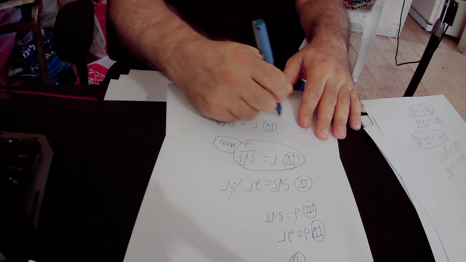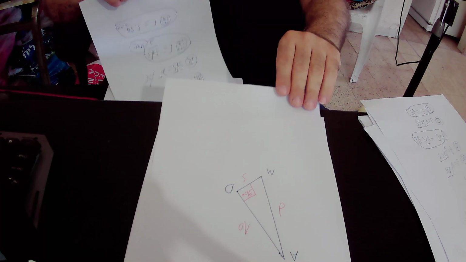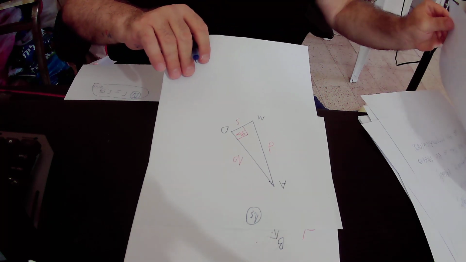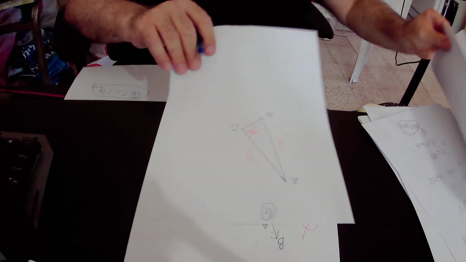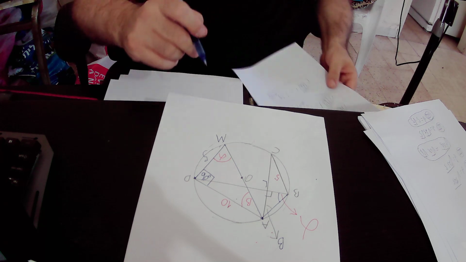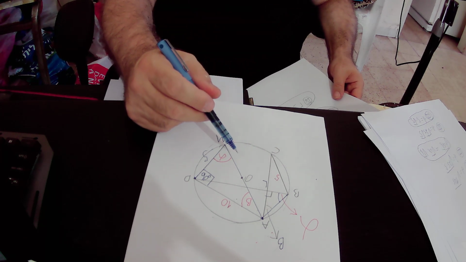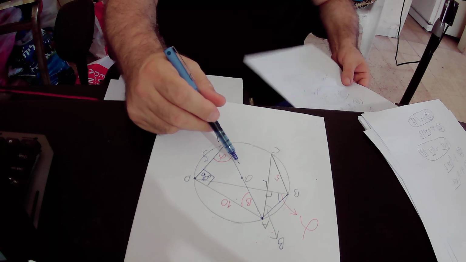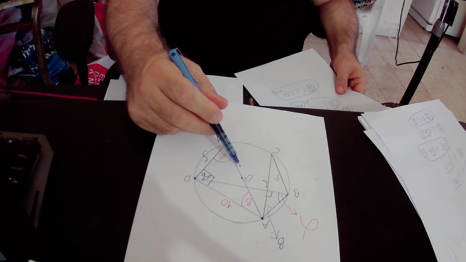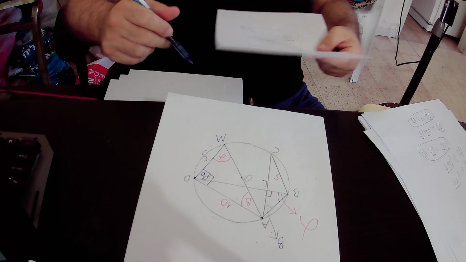Okay, so the answer to the question is that the radius of this circle equals 5.59 units, or it equals 5 times root 5 over 2. Okay, so that is the answer to our question.